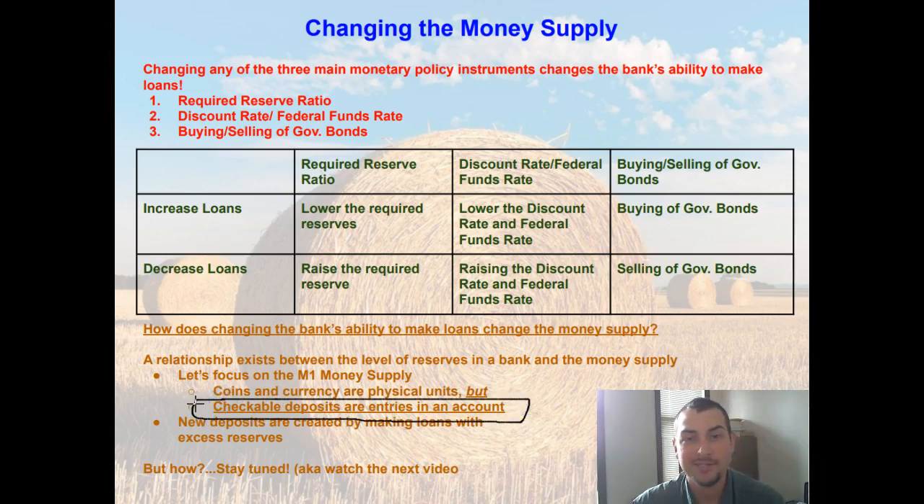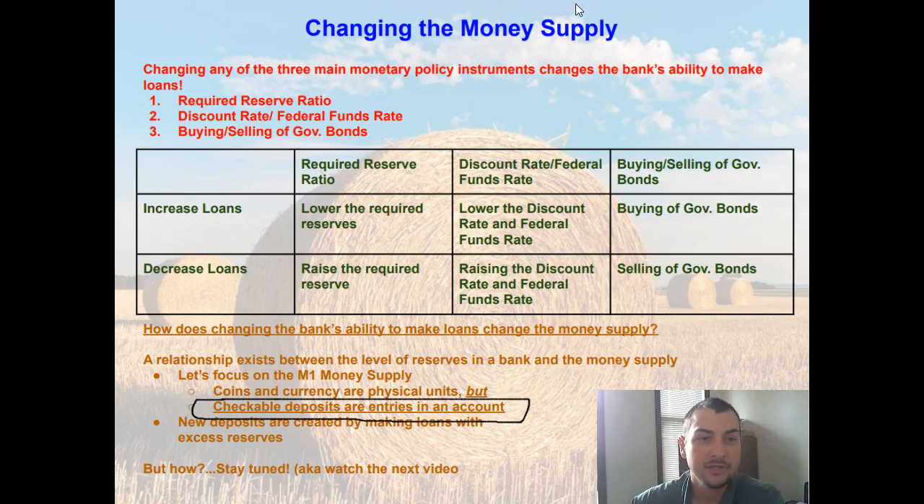And a checkable deposit, your checking account, that's just an entry in an account. That's just a piece of paper saying that, yes, you do have this much money in a bank. And nowadays, it's all digital. It's just a digital deposit, a digital entry into an account. Doesn't mean that there's actually that much money stashed away somewhere. It's just a digital amount, an entry into an account.